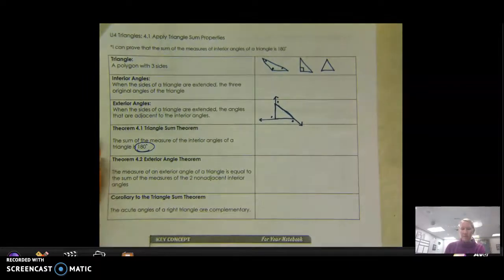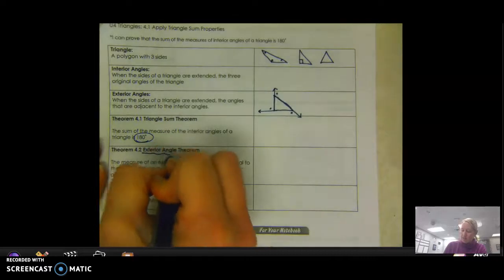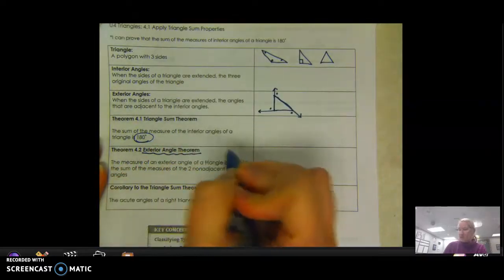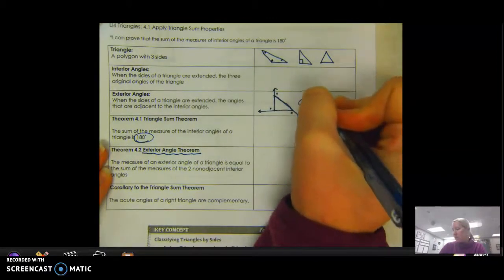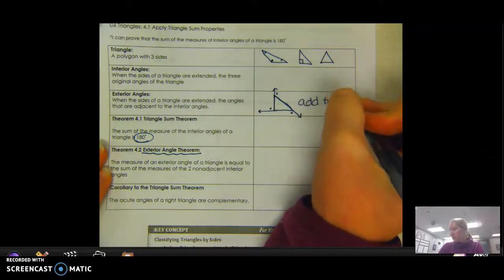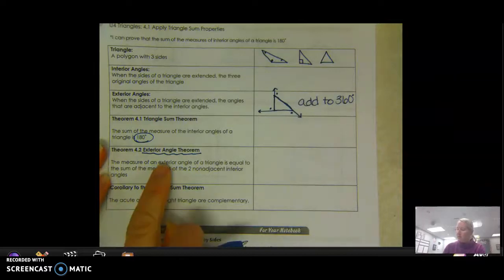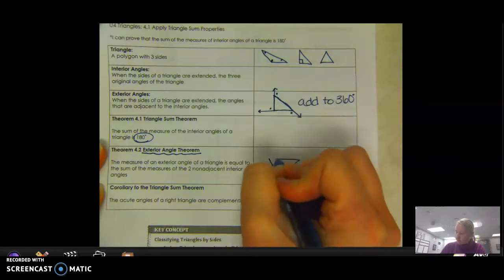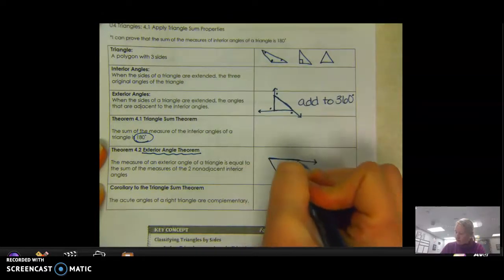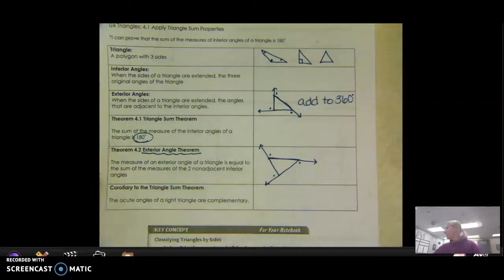You guys probably already know that. When we are talking about exterior angles, one thing I want you to know, and this isn't the theorem, is that exterior angles always add to be 360 degrees. So they're always going to add up to be 360 degrees, the exterior angles. This theorem, though, is stating something else. I'm going to draw another triangle. If I extend this, this is an exterior angle. Then I extend this, this is an exterior angle. Then I extend this, this is an exterior angle.